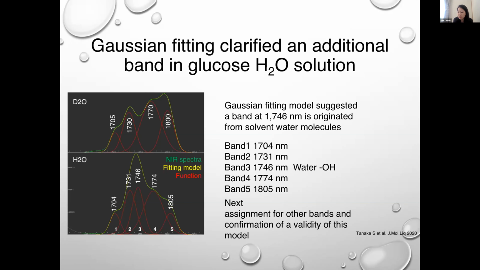But it is said that determination of the number of Gaussians is difficult in Gaussian fitting analysis. Actually, this spectrum is also able to be fit with four different Gaussians. Therefore, I next try to confirm the validity of this model by band assignment using glucose isotopes.